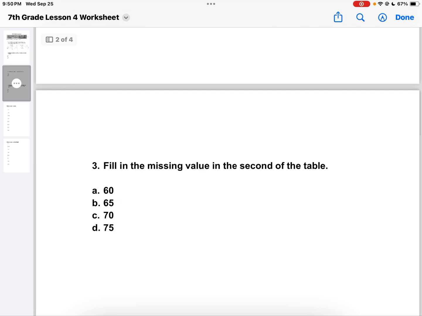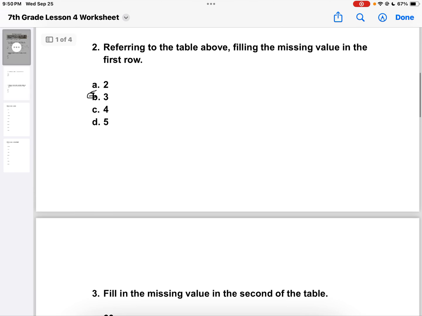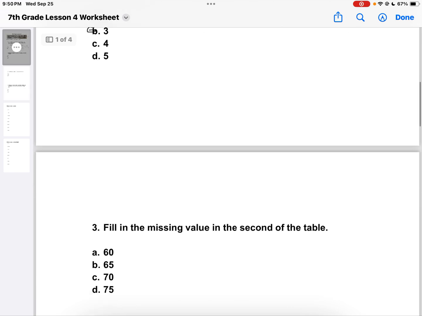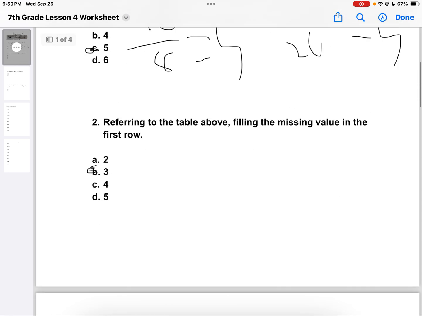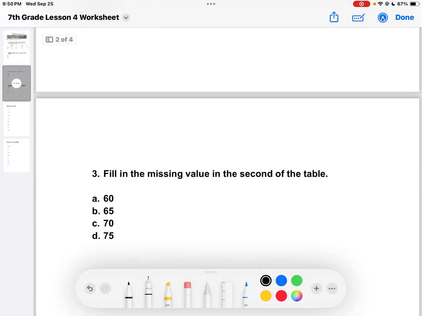Number 3, fill in the missing value in the second line of the second row of the table. Right here, multiply by 5. 15 times 5 is 75. This will be 75. So the answer is D.